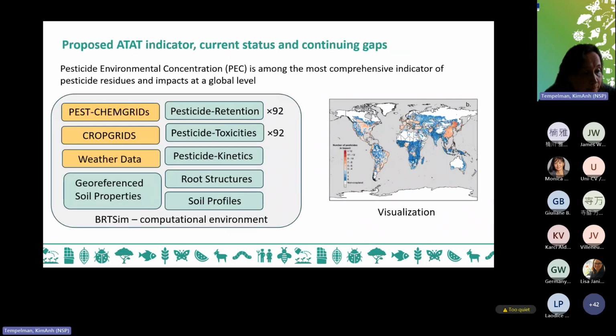So with this background, I would now like to hand over the microphone to Finbar to go into the details as to the indicator development.